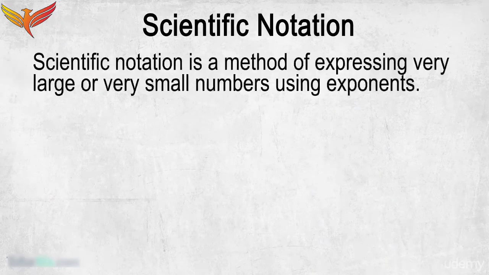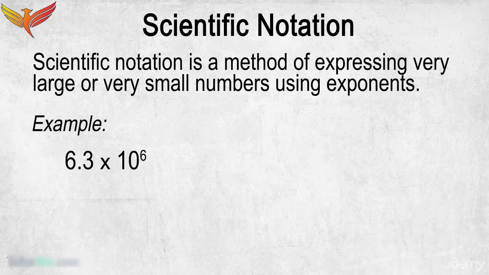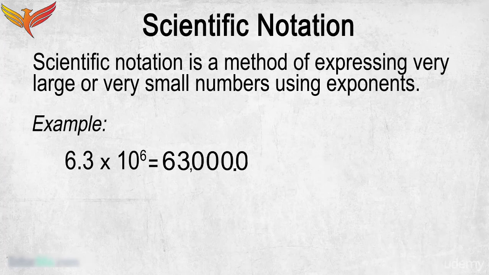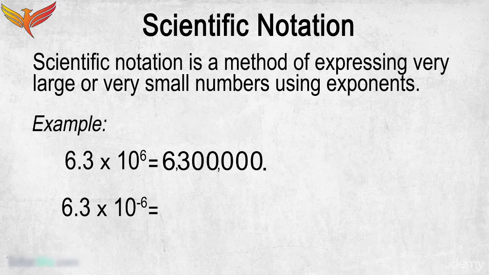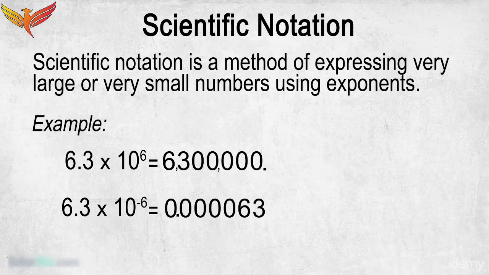Scientific notation is a method of expressing very large or very small numbers using exponents. 6.3 times 10 to the 6th simply means that you move the decimal point 6 places to the right, or add 5 zeros, as you can see in the illustration. Multiplying a number by a negative exponent means moving the decimal point to the left. So 6.3 times 10 to the negative 6 is 0.00000063.